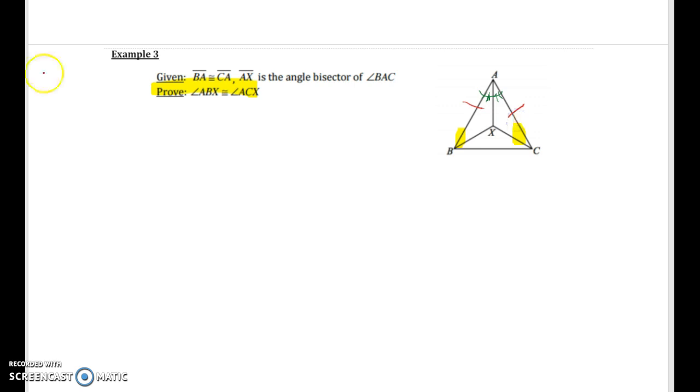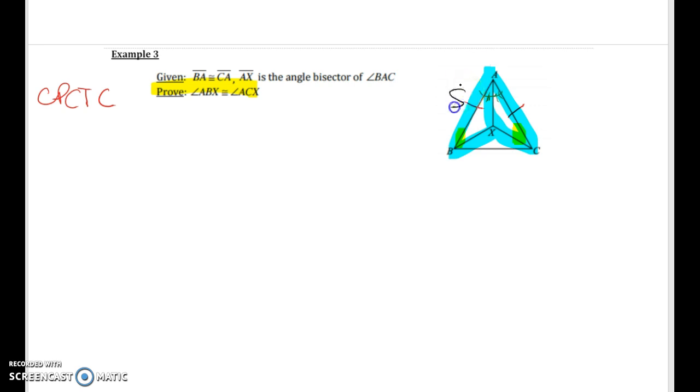So this is a CPCTC proof. All right, and those angles that we want to show are in these two triangles here. This triangle and this triangle. So first, in order to use CPCTC, we have to prove that those two triangles are congruent.